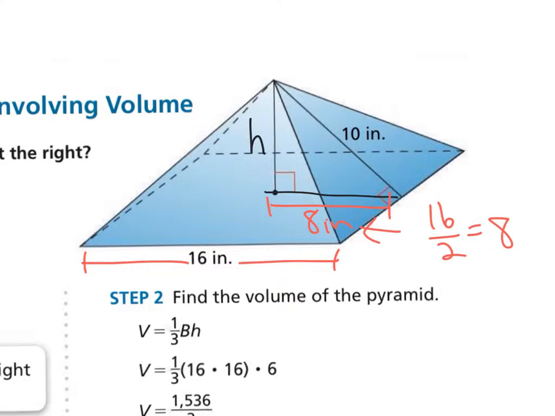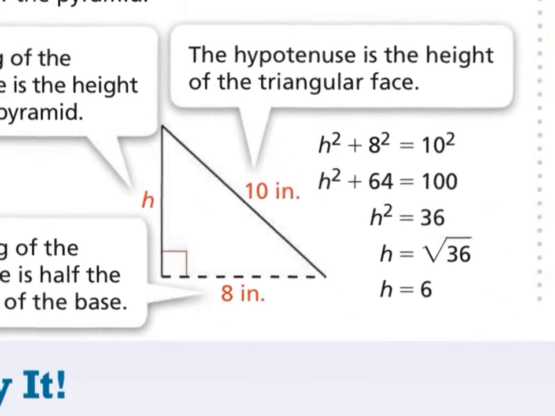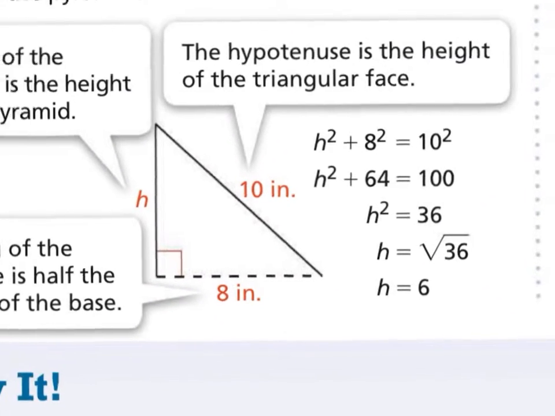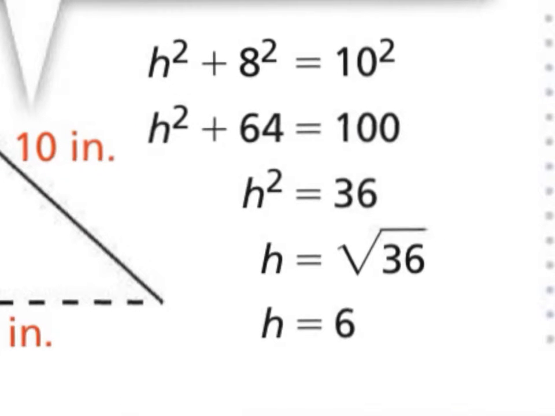All right. So anyway, a squared plus b squared equals c squared. h is one of the legs, so you can put that in for either a or b. 8 squared, 8 times 8 is 64. 10 squared, 10 times 10 is 100. And then they're not showing all their steps here.